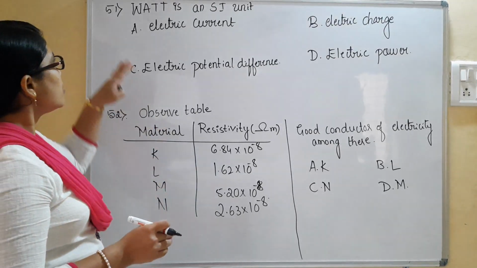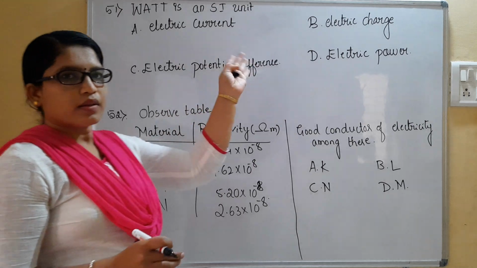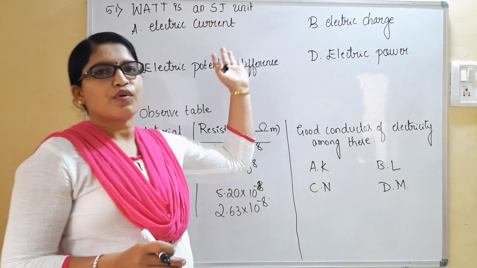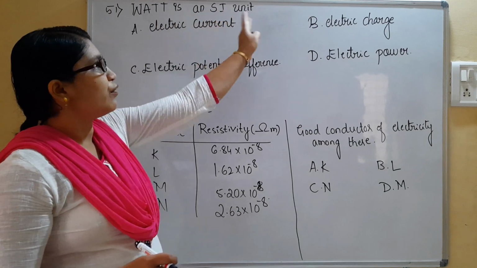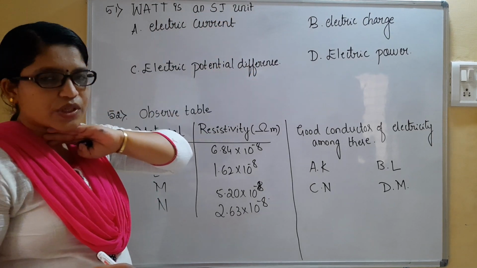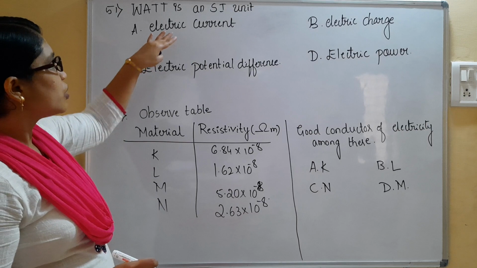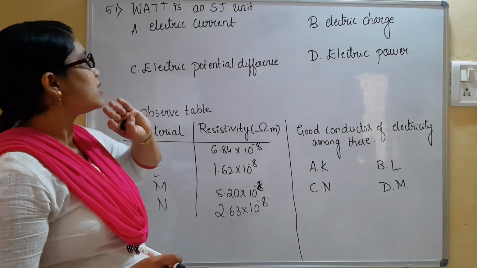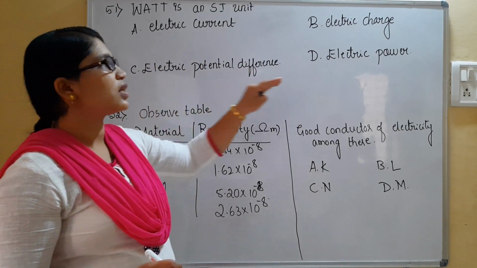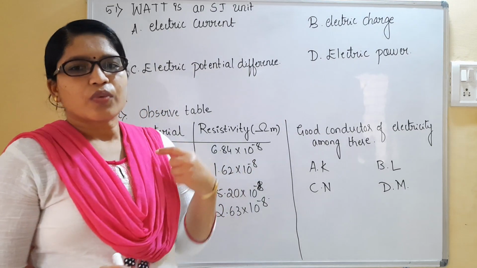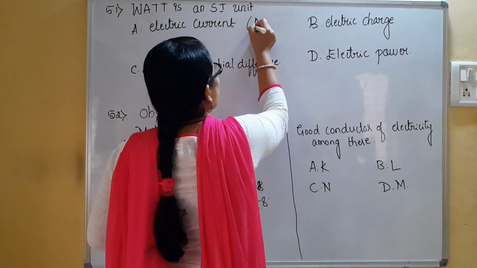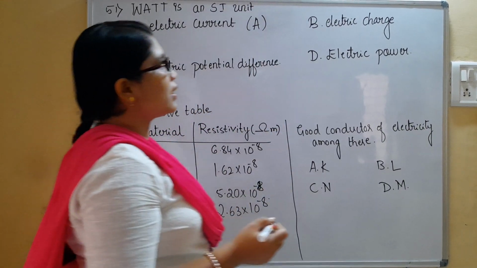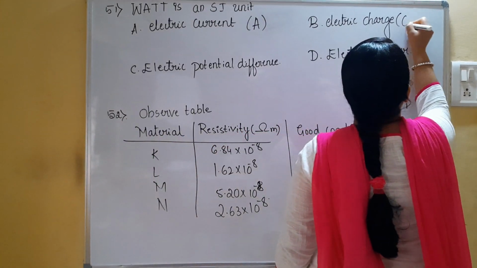Moving to the next question, 51. Here they are asking for units. So what is the SI unit for all of these 4 options? We have to choose the correct one. Electric current is given, electric charge is given, electrical potential difference is given, and electric power is given. So we all know when we consider electric current, it is represented in the SI unit of ampere. Electric charge uses coulomb.